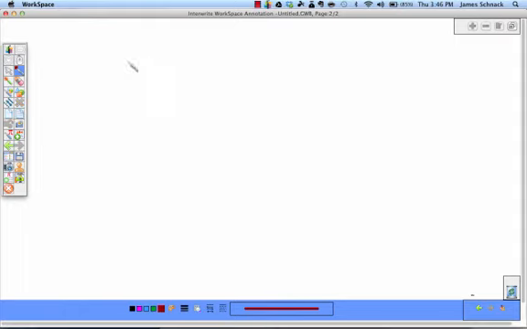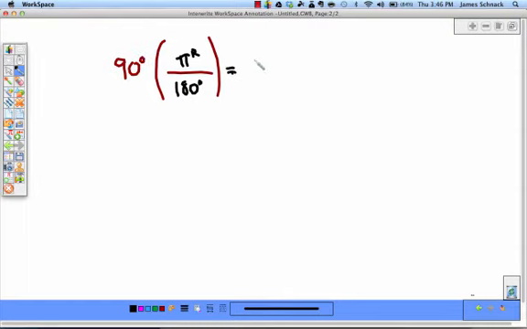So let's do a couple problems and convert a few degree measures into radians. So how about 90 degrees? Well, if you're familiar with converting units in science class, we can use the same idea here. We want the degrees to cancel out. Our conversion factor is 180 degrees is pi radians. So our degrees will cancel. It's on the top and the bottom. 90 over 180 is 1/2. So 90 degrees is pi over 2 radians.